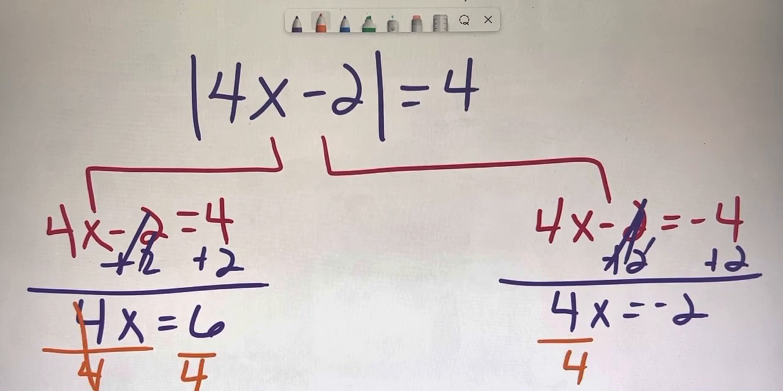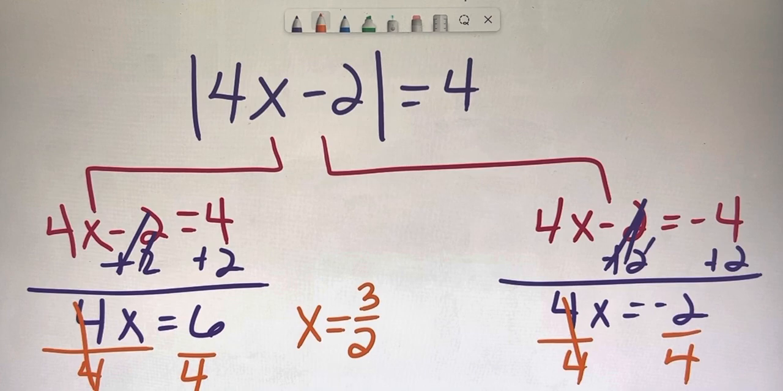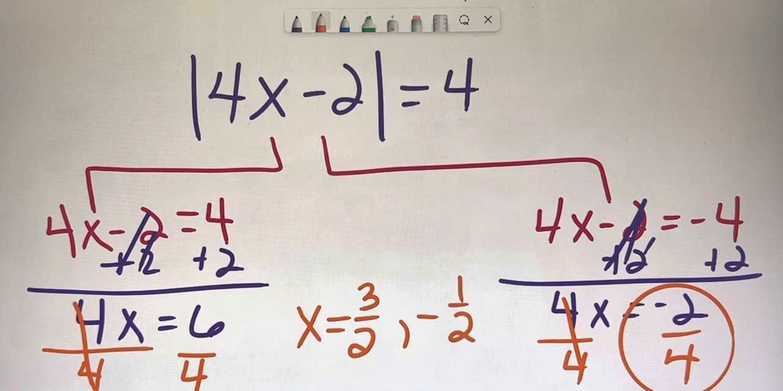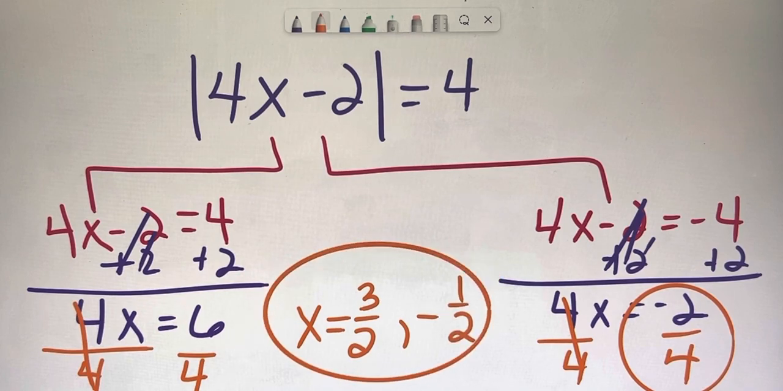And I'll do that over here as well. And I get the x alone. I have x equals 6/4, and you can simplify 6/4 by dividing both sides by 2, and you're going to get 3/2. On the other side, we have -2/4, and if I simplify that, it's going to be -1/2. So I have 2 different solutions to the same problem.